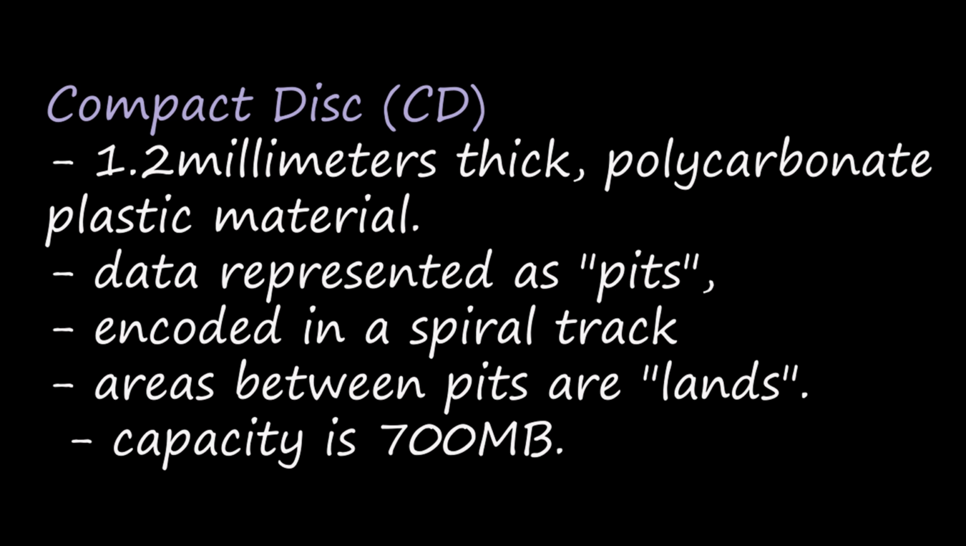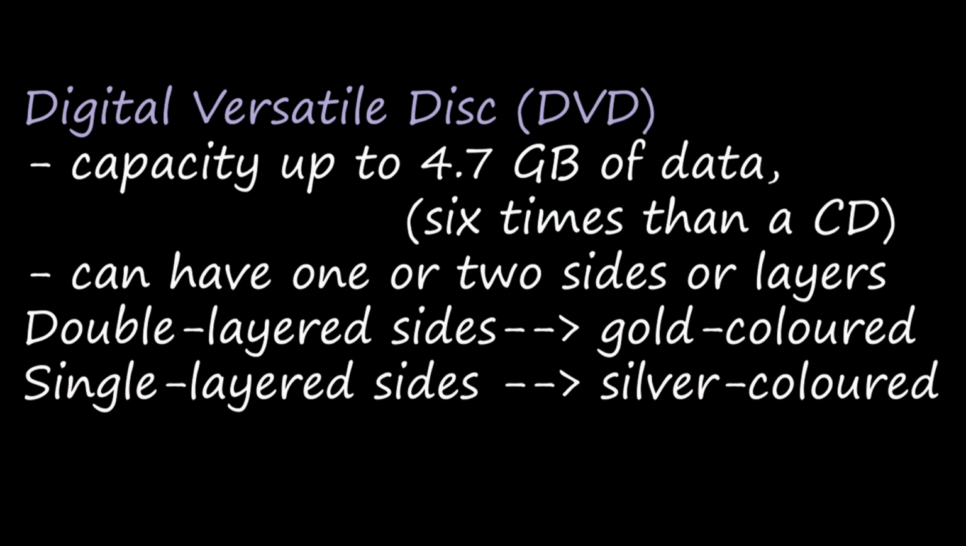Okay. Next one is DVD. DVD means digital versatile disc. We can say it is a digital video disc also, or digital versatile disc, DVD. This is an optical disc which can store up to 4.7 GB of data. This is 6 times a CD. CD, as I said, has only 700 MB, but in DVD we can save up to 4.7 GB of data.